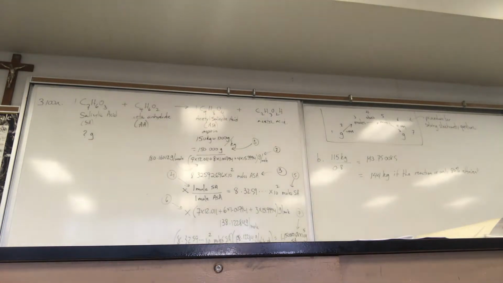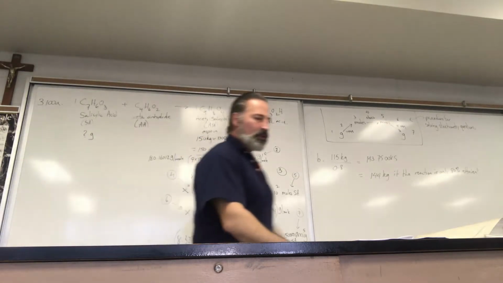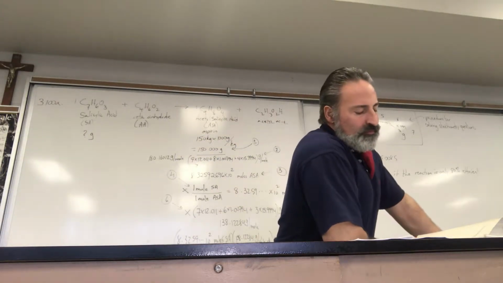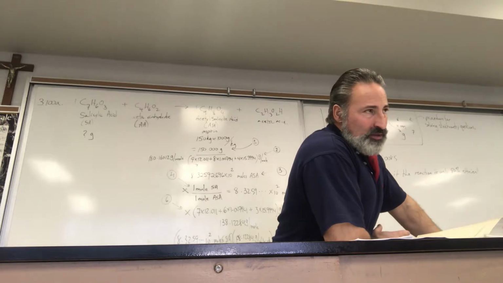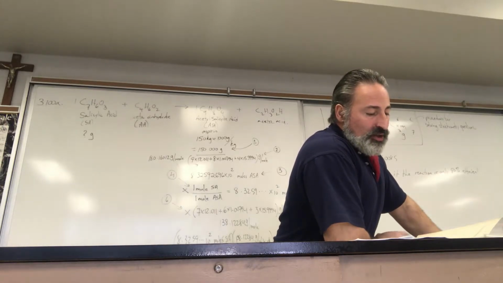Question 100 in your homework was as follows. Aspirin is produced from salicylic acid and acetic anhydride. And they give you the balanced equation in the book, so you don't have to balance it, it's already balanced. The stoichiometry is 1 to 1 to 1 to 1.